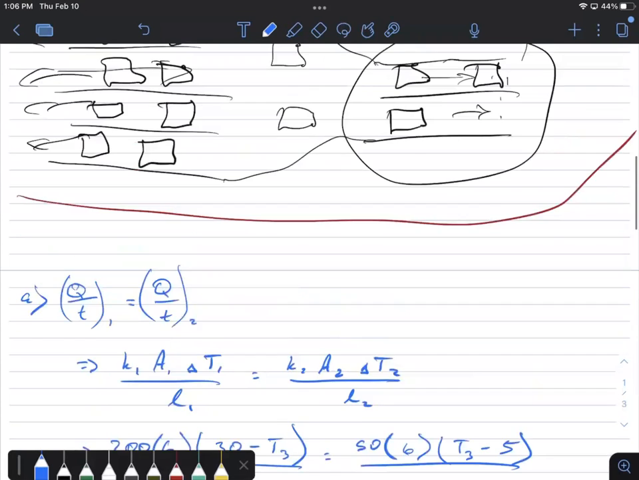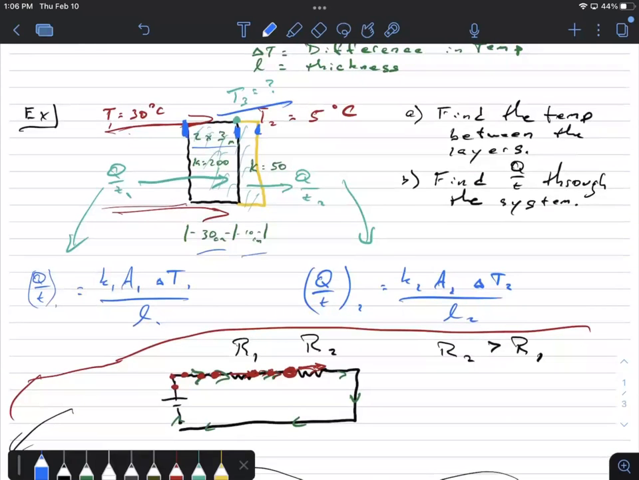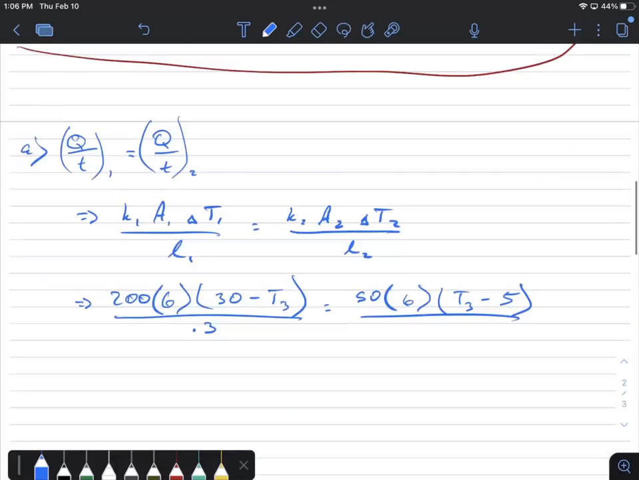Finally, divide by his thickness, and his thickness was told to be 10 centimeters, so that's 0.1 meters. And now we have an equation. Notice this doesn't tell me Q over T. Rather, this is an equation to calculate T3, this temperature that's between the layers, which is what part A is asking for. So I'm going to use this to calculate T3.